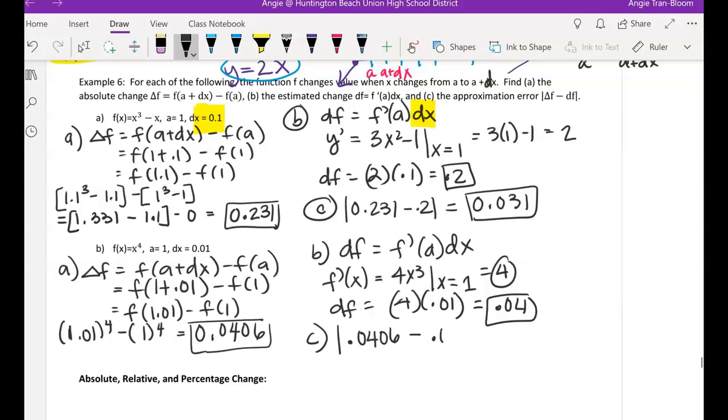Okay, so an error analysis tells me the absolute value of 0.0406 take away 0.04 is going to give me a very small difference between the actual y change from a to a plus dx and the approximation. Okay, so it's a very, very small change, which is good. The smaller the error, the better it is for the approximated formula.